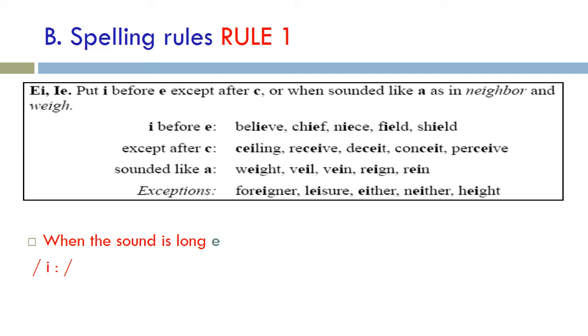When the word contains these two letters, but it doesn't sound like long E, it sounds, for example, like A. Here, again, we write EI, like wait, veil, vein, rain. Concerning this last point, there are some exceptions, like the words foreigner, leisure, either, neither, and height.